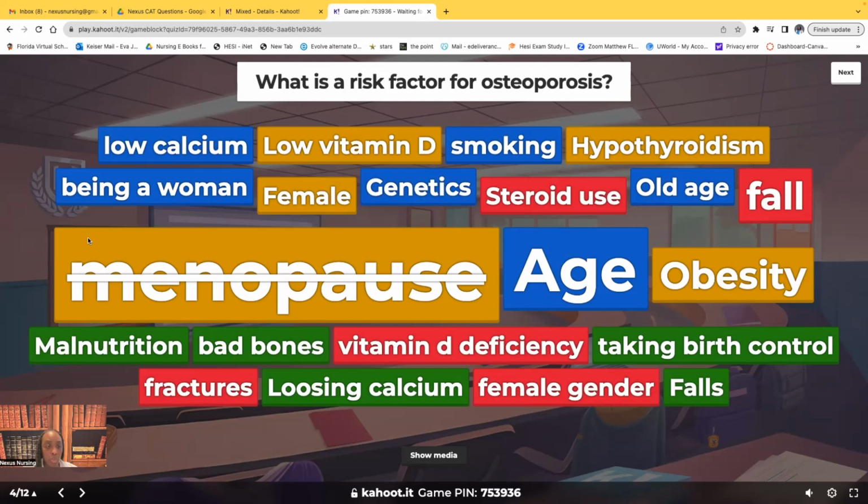Absolutely. Malnutrition, decreased calcium, decreased vitamin D. I saw this a lot on the live and you guys were absolutely correct. History of fractures, falls, specifically any patient who has a history of hip fractures, that increases big time their risk for osteoporosis. Very good.